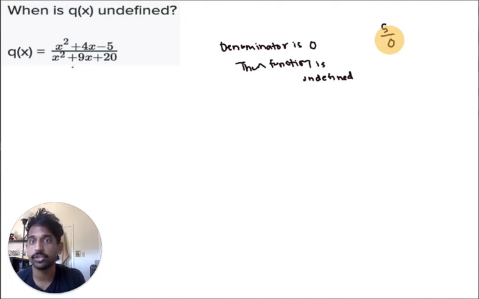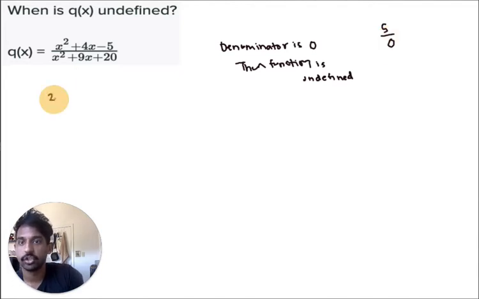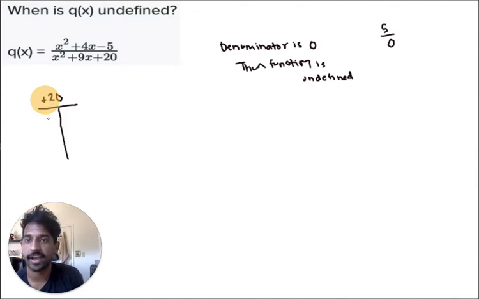Well, in order to do that, we want to factor our denominator. We don't really care about the numerator here, because anytime something in the denominator makes it 0, it's going to be 0 no matter what. So let's factor it. We need two numbers that multiply to make positive 20, but add together to make positive 9. Well, what are the factors of 20?